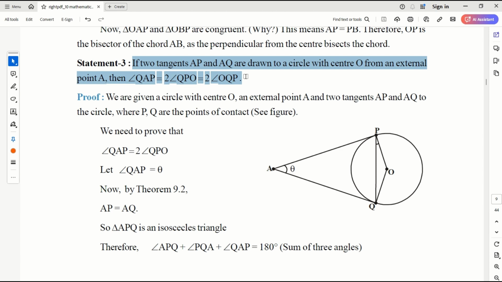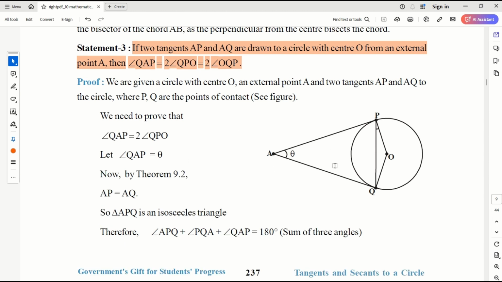If two tangents AP and AQ are drawn to a circle with center O from an external point A, angle QAP, that is theta here, is equal to twice of this angle, OPQ, or OQP. How to prove this? Yeah, this is also easy.